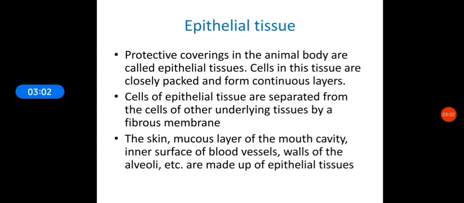Epithelial tissue. Protective coverings in the animal body are called epithelial tissues. Cells in this tissue are closely packed and form continuous layers. Any material that enters the body first encounters epithelial tissue. Cells of epithelial tissue are separated from the cells of other underlying tissues by a fibrous membrane. The skin, mucous layer of the mouth cavity, inner surface of the blood vessels, walls of the alveoli, etc. are made up of epithelial tissues.